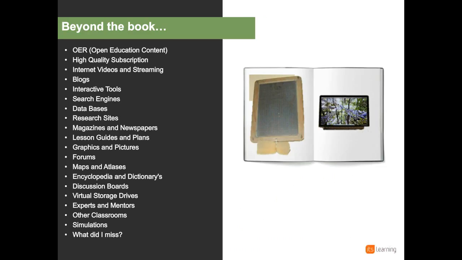And so now we get into other language. There's open educational resource content, which is amazing out there. And there is just so much of it. In fact, that's one of the problems. There's so much of it, and we'll talk about that. There's high-quality subscription services. There's all types of Internet videos and blogs, and we can put our kids into interactive tools and different search engines and databases and research sites. We're not suddenly just with one magazine. We can get every magazine there is, every newspaper there is, lesson guides, graphics, pictures, forums, maps, atlases. We have discussion boards that our kids could be a part of, and virtual storage drives.